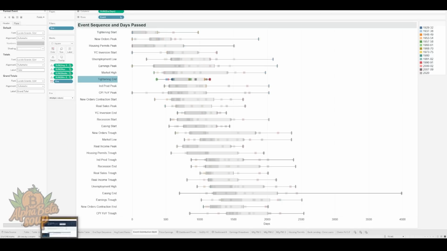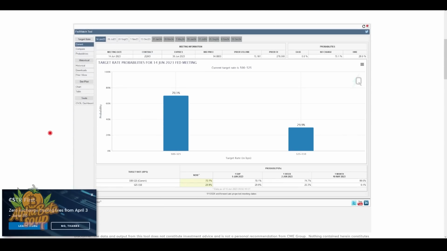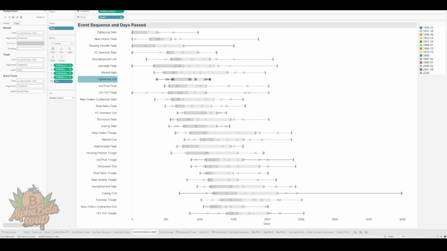We're very close. We have an FOMC next week, and if we go look at the Fed Watch tool, which is positioning in Fed rate futures, the market currently expects the Fed to pause next week. There's a 70% likelihood, according to traders in futures, that the Fed is not going to raise interest rates next week. They may raise again in July, we'll just have to see, but next week is expected to be a pause, and that may very well signify the end of the tightening cycle.